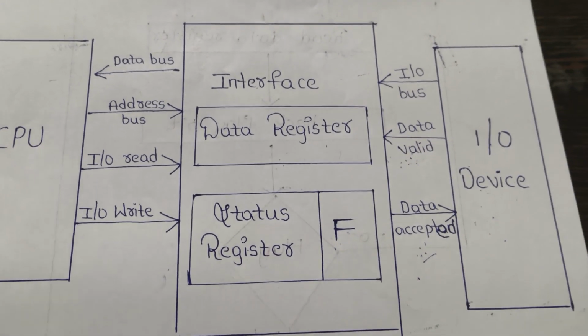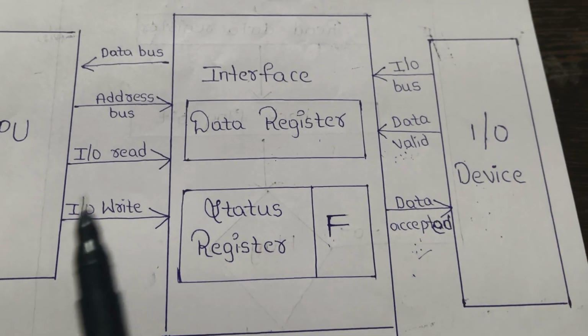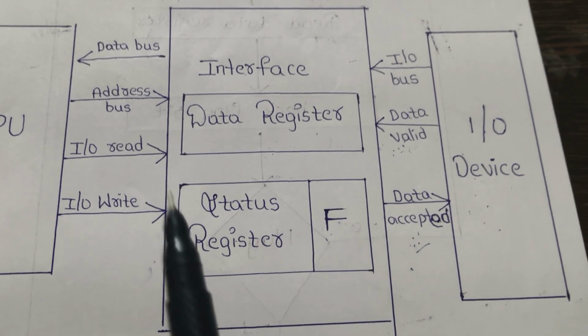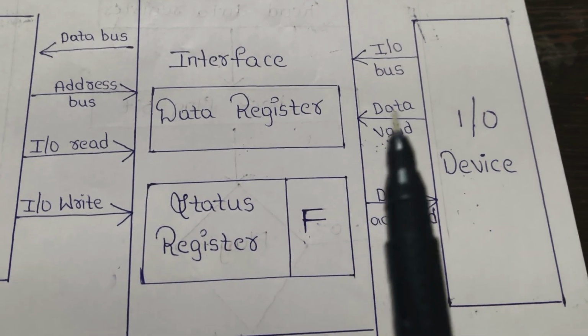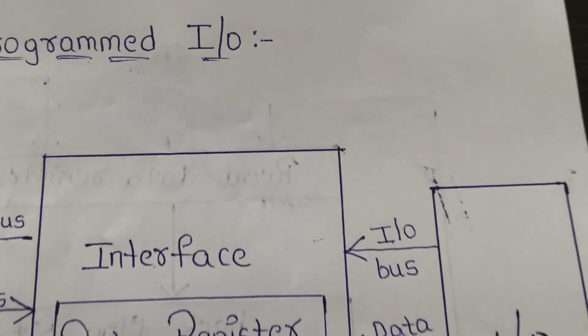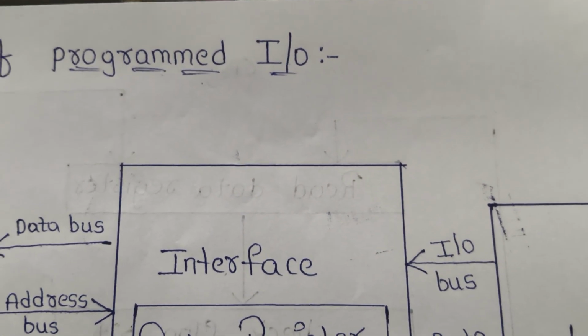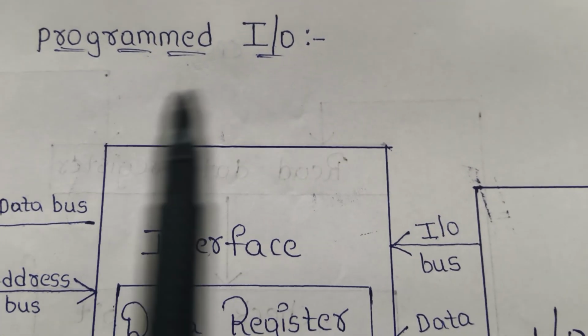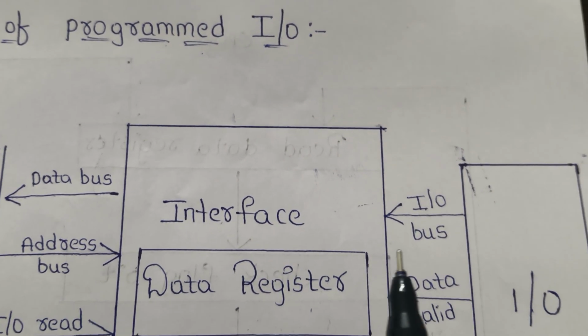Whenever we are sending or getting information, that is called a mode of transfer of information. There are three different types of modes of data transfer. The first one is programmed I/O, the second one is interrupt-initiated I/O, and the third one is DMA. Today we are going to learn about the concept of programmed I/O. It is a very small topic.